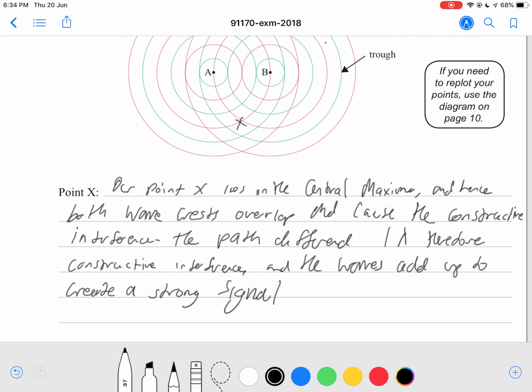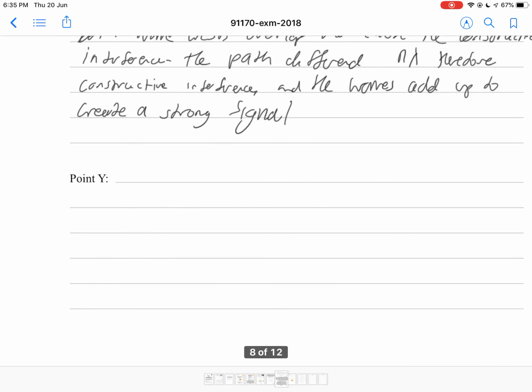Okay, so that's what we're going to say. Basically, our path difference is not necessarily 1 lambda, but a whole number. So our path difference could be n lambda, not necessarily 1 lambda, but n amount of lambda. So it's a whole number, therefore there's constructive interference, and therefore the waves add up to create a strong signal.